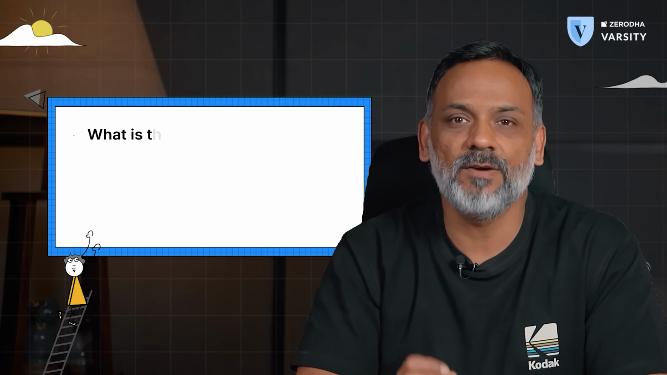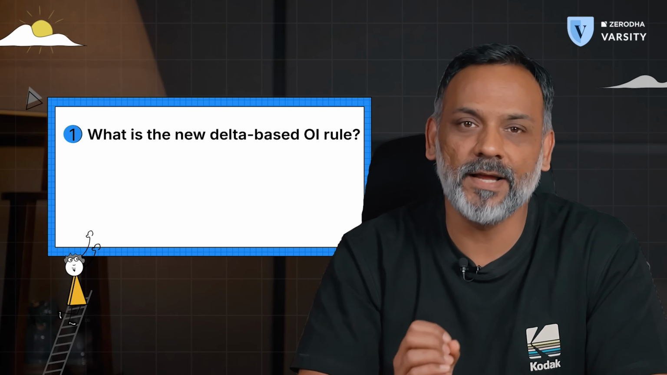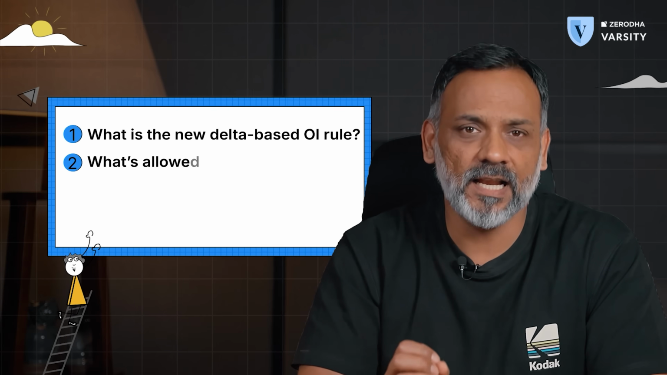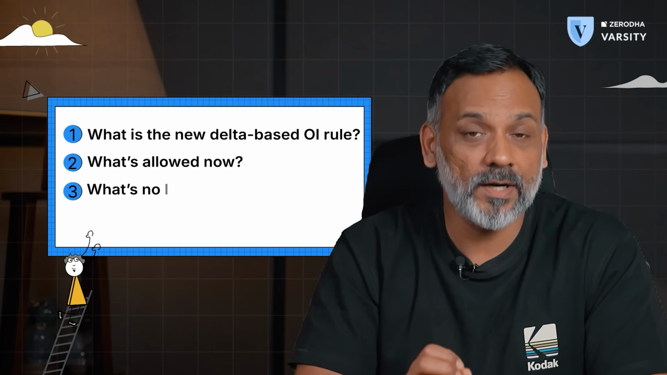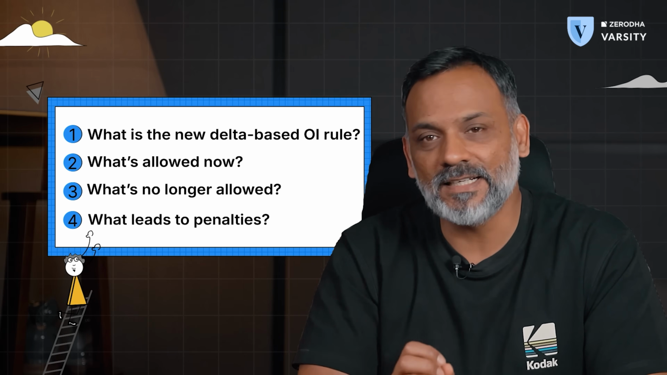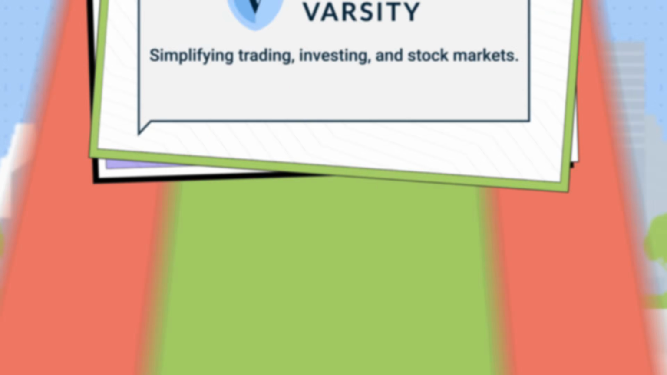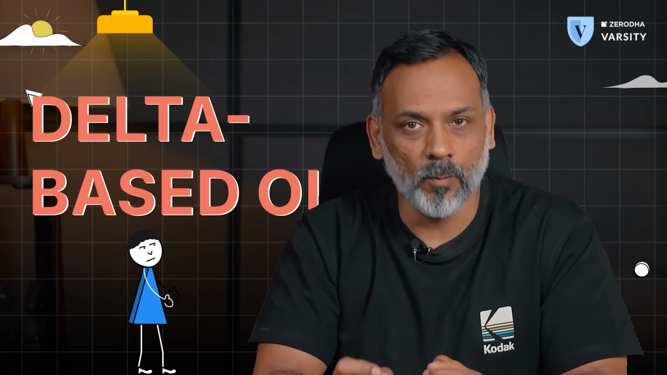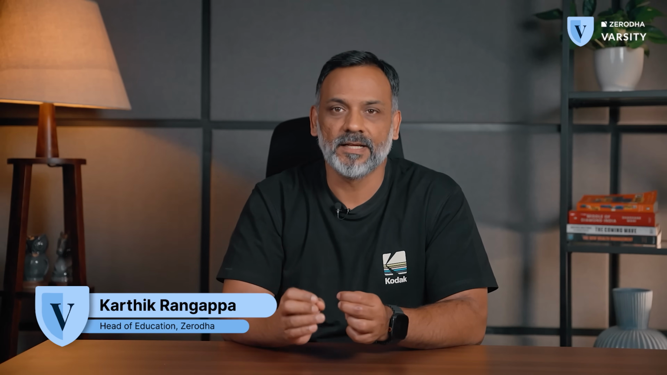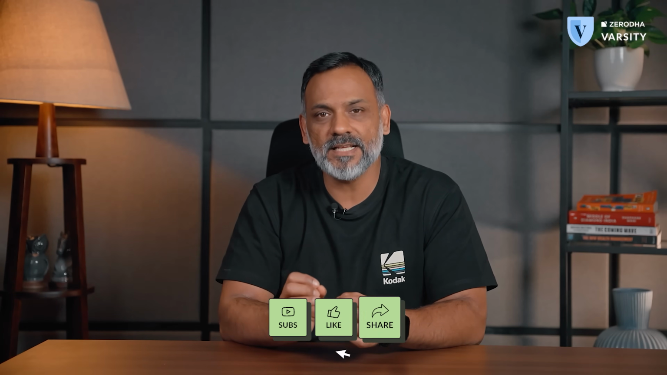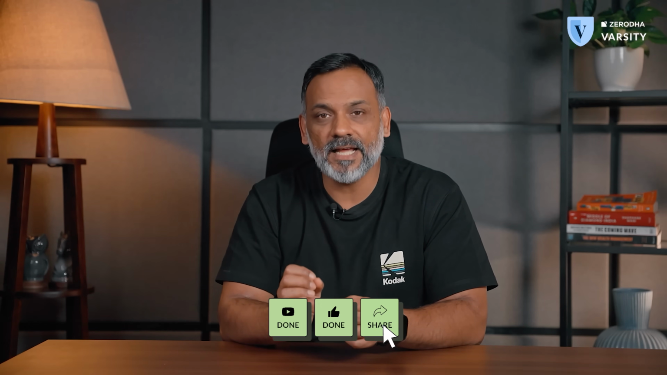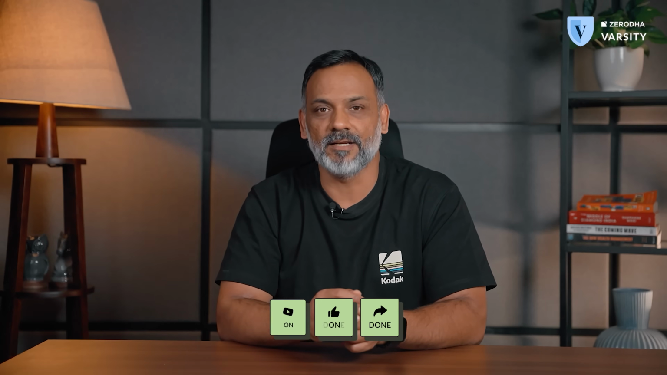I'll help you understand what the new delta-based OI regulation is, what is allowed under the new regulation, what is disallowed, and what attracts penalties. Delta-based OI or open interest is a fairly new phenomenon, and your understanding of what this is super important, especially if you're a derivatives trader. Otherwise, the penalties can be quite harsh and it can significantly impact your P&L.